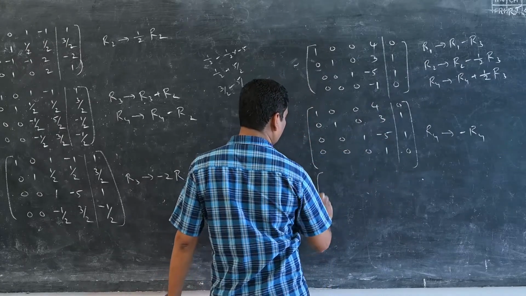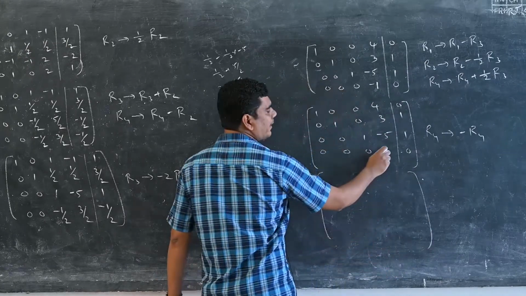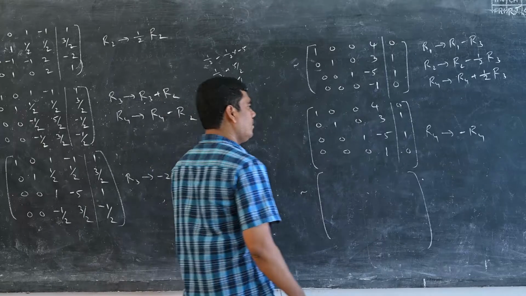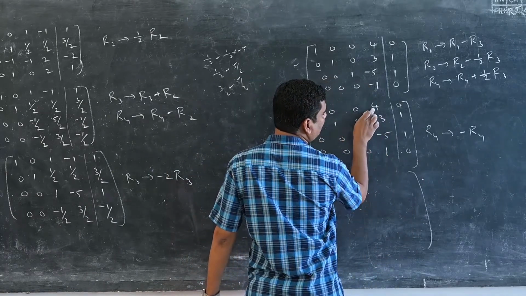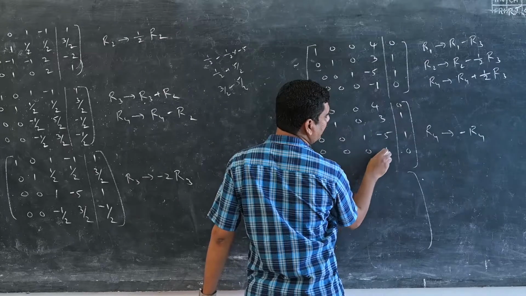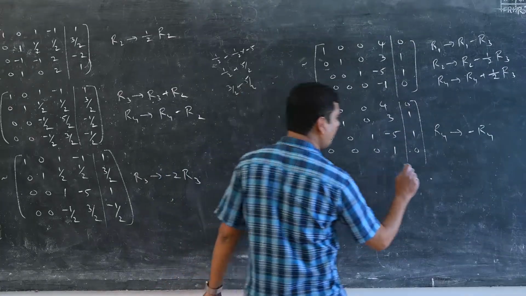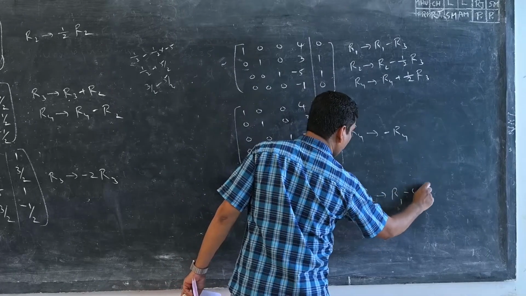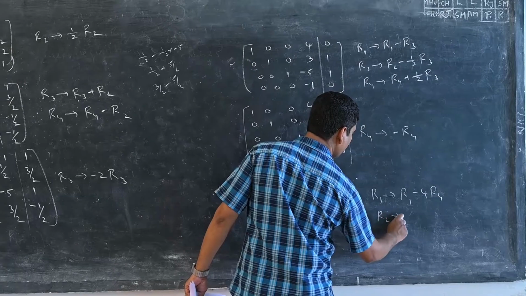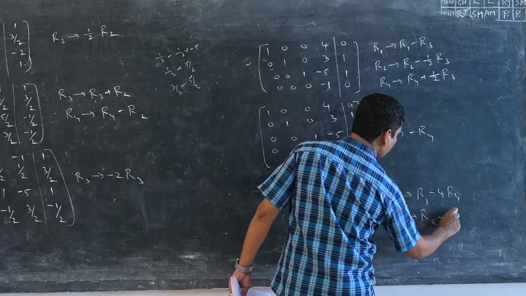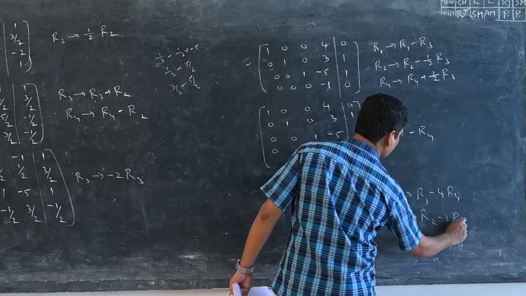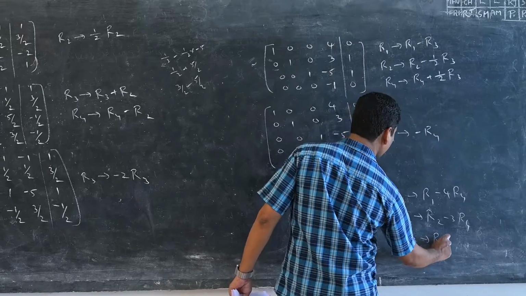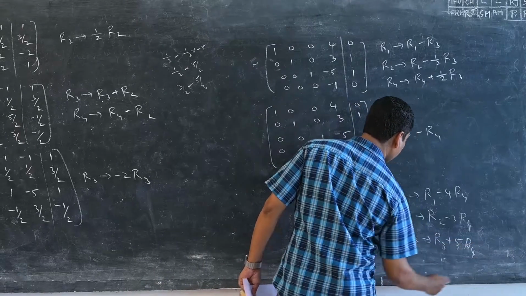This is equivalent to. Now we made this element 1. So make the other elements in that column zeros. So we have to make this 4 zero, this 3 zero, this 5 zero using this 1 in the fourth row. So R1 goes into R1 minus 4 R4. R2 goes into R2 minus 3 R4. R3 goes into R3 plus 5 R4.